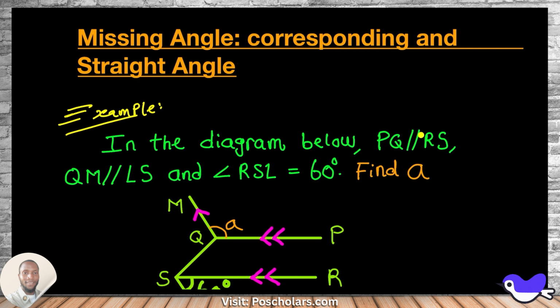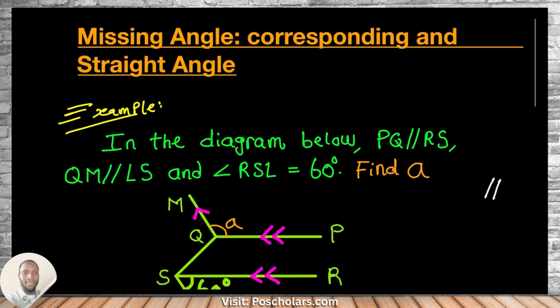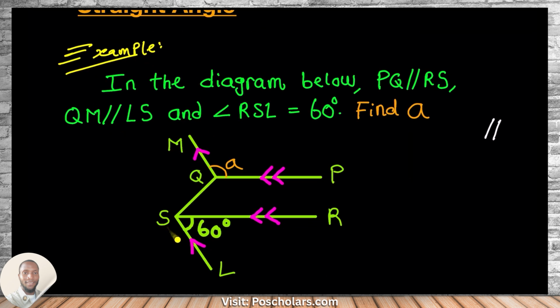parallel to RS. Take note, this symbol means what? Parallel. It's written like this, parallel, right? QM is also parallel to LX, and angle, this symbol means angle RSL equals 60 degrees. Now take note, whenever you see something like this, the focused angle is always the letter S, right? So you can see it in this diagram, RXL. So the focus is on X, which is what?